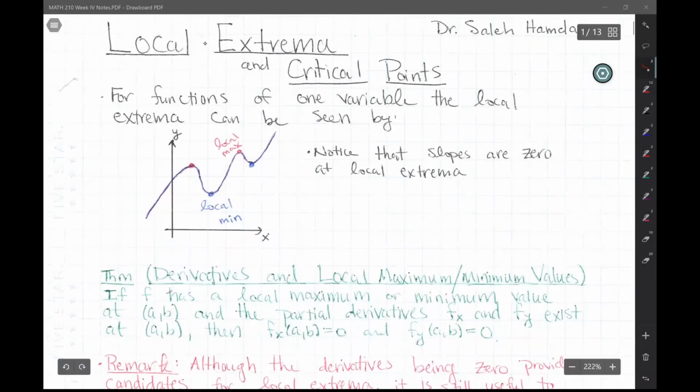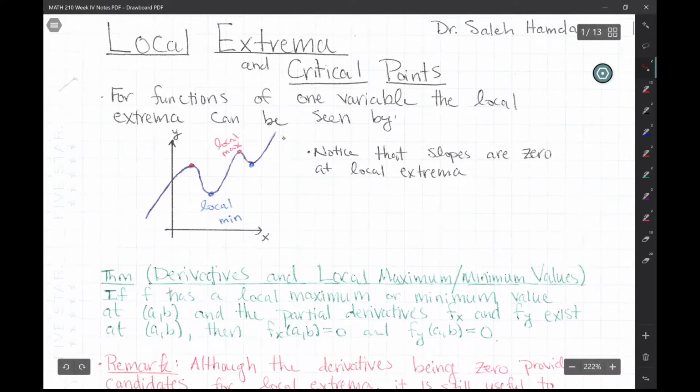So let's talk about local extrema. An extremum is basically a minimum or maximum. So another word for local extrema, we could have said local minima and maxima. It's just easier to say local extrema, which encompasses both of those concepts.